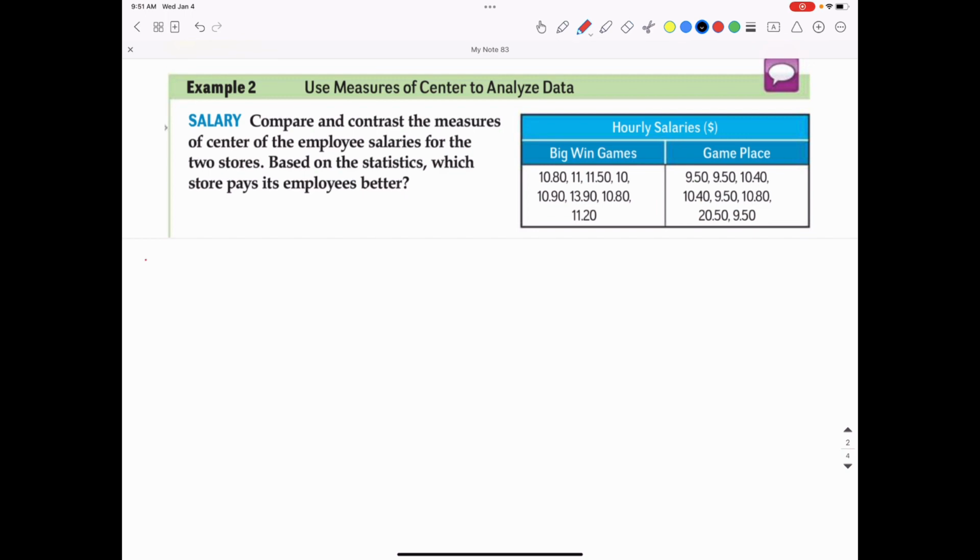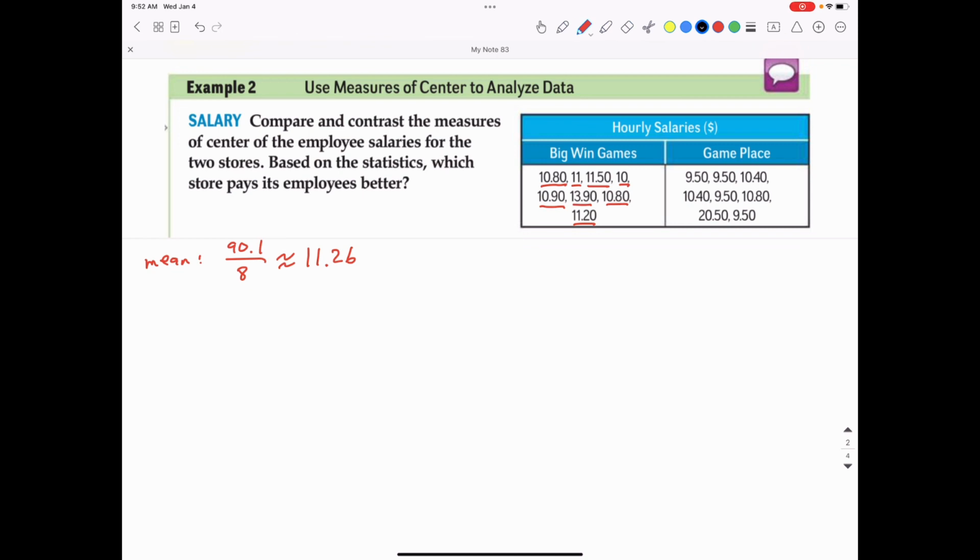So let's start with the mean. For the mean from Big Win Games, we're going to add all those salaries together and divide by 8 because there are 8 employees. So you'll add 10.80 plus 11 plus 11.50 plus 10 plus 10.90 plus 13.90 plus 10.80 plus 11.20. When you add all that up, you get 90.1. And then we divide that by 8, and if we round to the nearest cent, we get $11.26.